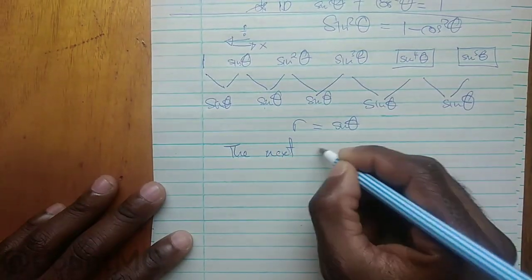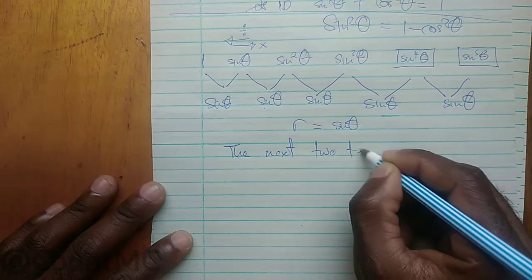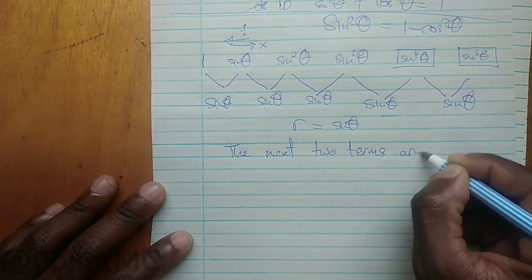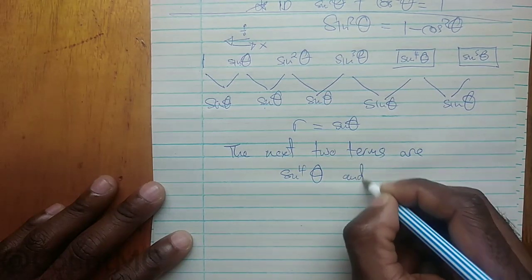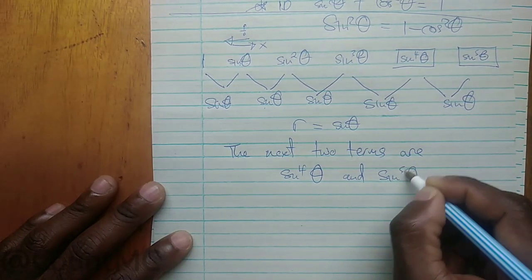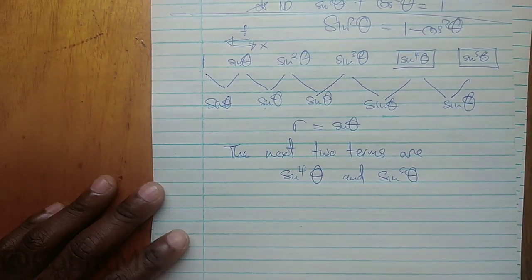The next two terms are sine to the power 4 theta and sine to the power 5 theta. You need to state that.